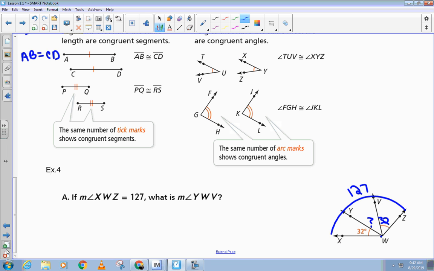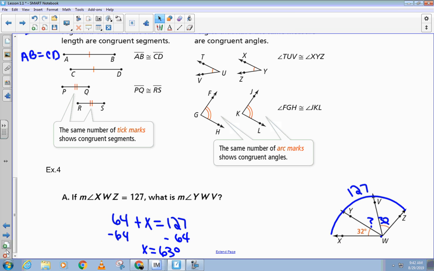32 plus 32 is 64. So 64 plus what I'm looking for equals 127. So 32 and 32 is 64 plus the missing piece is equal to 127. So then what do I do? Subtract 64. And I get 63 degrees. All right, any questions?